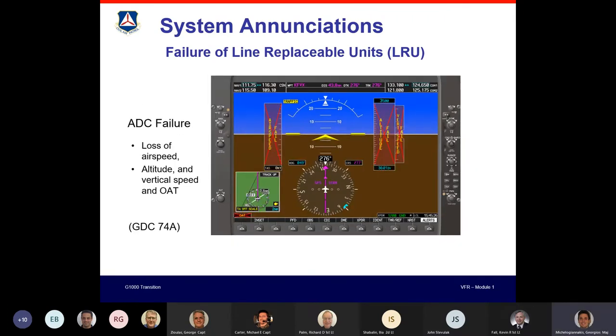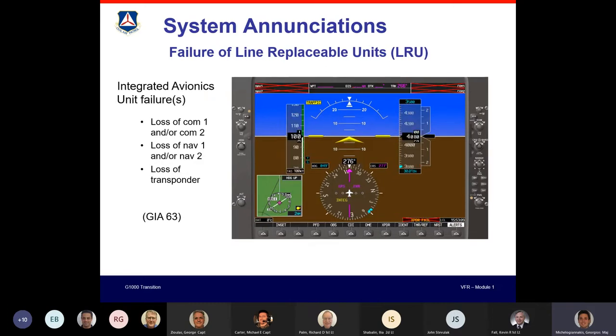All right, this is the ADC failing, but in this case, the AHRS still works. So you still get attitude and heading and all that. If you lose your COM and navs, this is how they look. So as you can see, there's a common theme here. If something has failed and the G1000 has detected the failure, it will show you with big X's. So it's pretty clear.